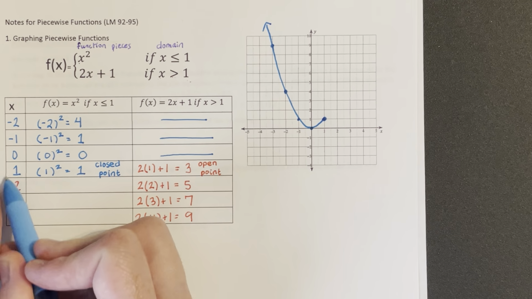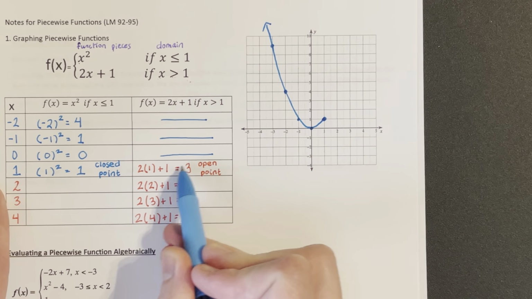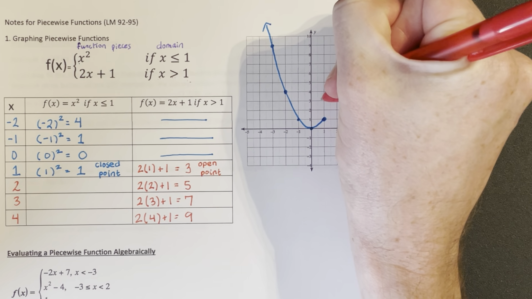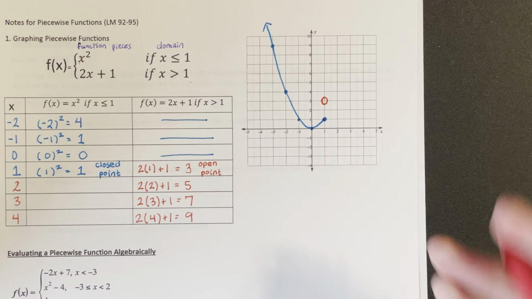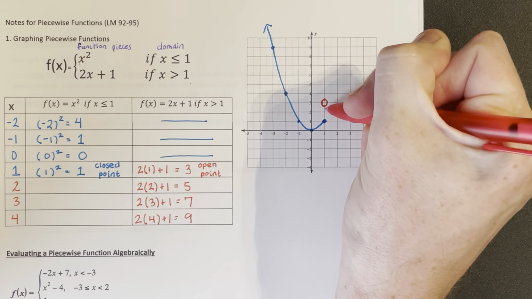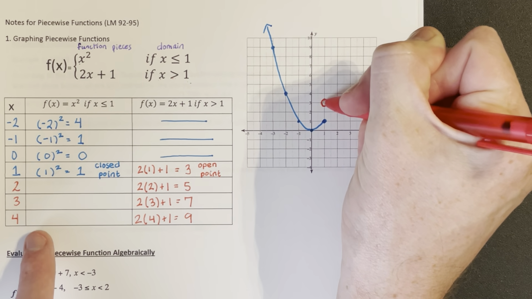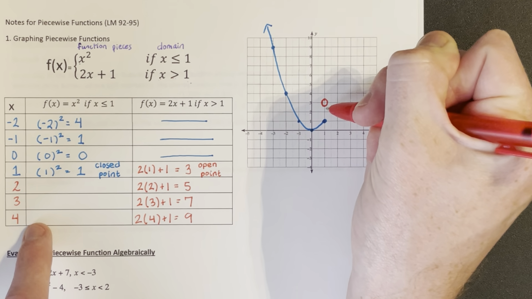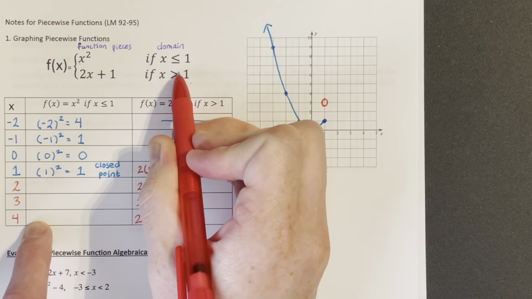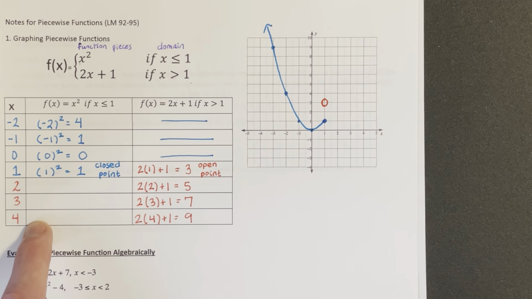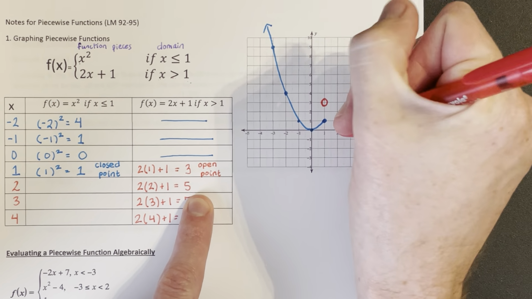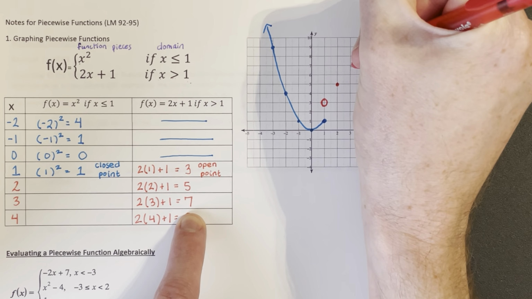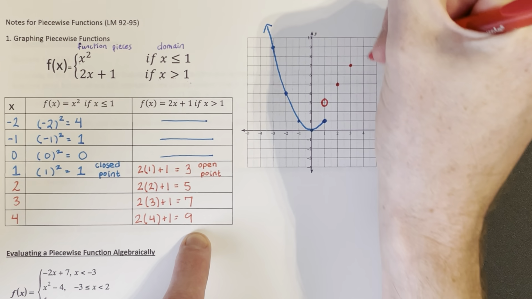So when we have x equals 1, I have to put our open point here at 3. So I'm going to go to 1, 3, and put my open circle. That tells us that that's what the graph would be approaching, that value, but it doesn't actually equal it since it's not going to have the equal to part in the domain. All right, so 2, 5 is a point on the graph, 3, 7, and then 4, 9.